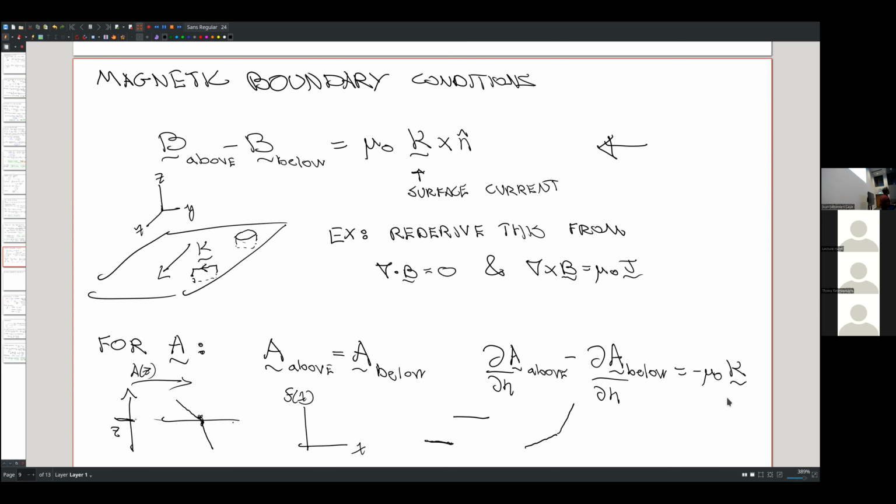Question. Yeah, so for example, in this case here, if my surface is indeed in the XY plane, then the normal direction is Z. So then it's really d/dz. Oh, yeah, okay.